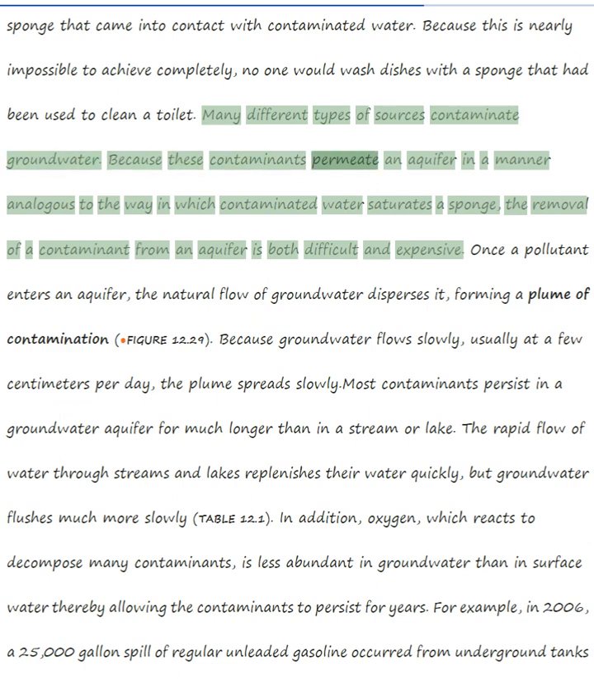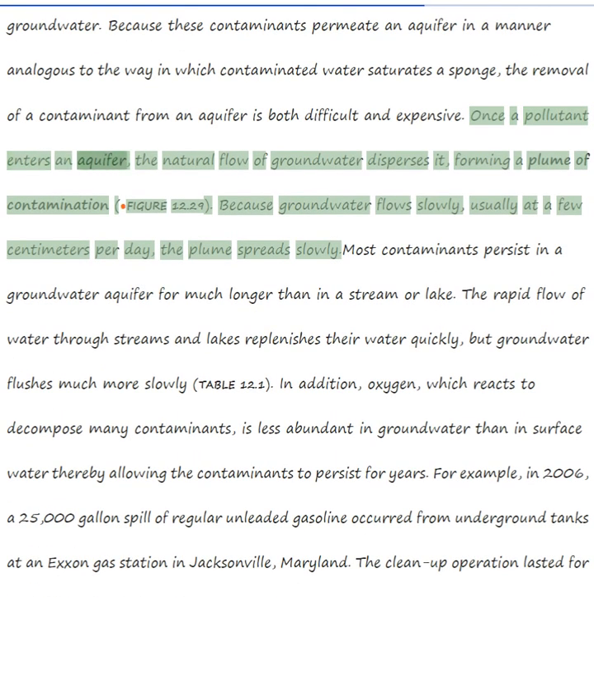Because these contaminants permeate an aquifer in a manner analogous to the way in which contaminated water saturates a sponge, the removal of a contaminant from an aquifer is both difficult and expensive. Once a pollutant enters an aquifer, the natural flow of groundwater disperses it, forming a plume of contamination. Because groundwater flows slowly, usually at a few centimeters per day, the plume spreads slowly.